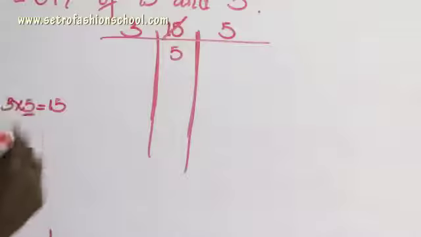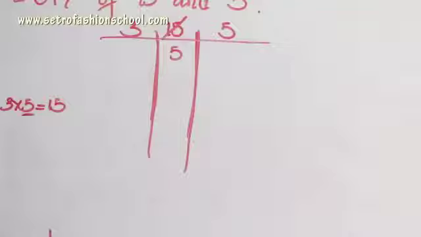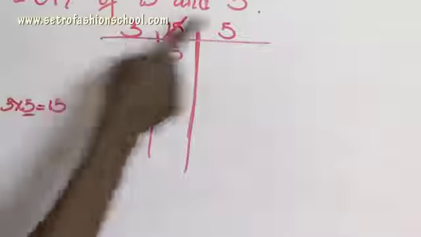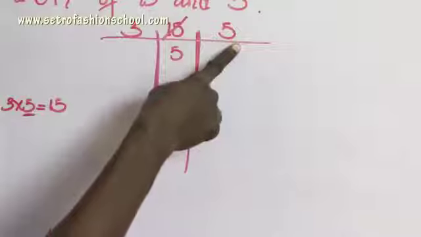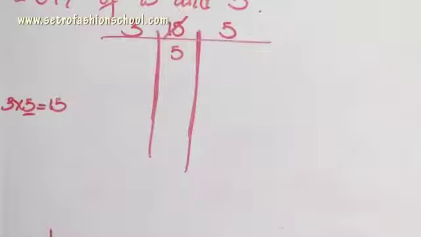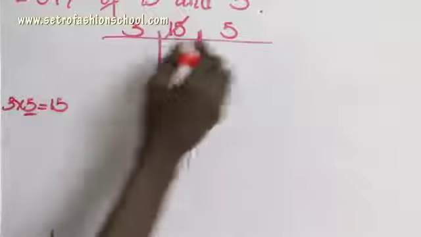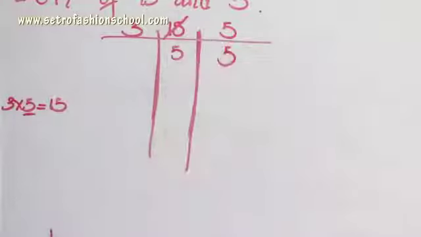Then, can 3 go into 5 without any remainder? No. So, in LCM, when a prime number cannot go into the number you have at the top, what you have to do is drop down the number, the 5. You drop it down like I'm dropping mine.